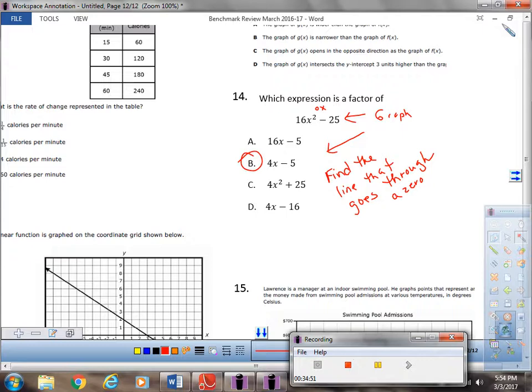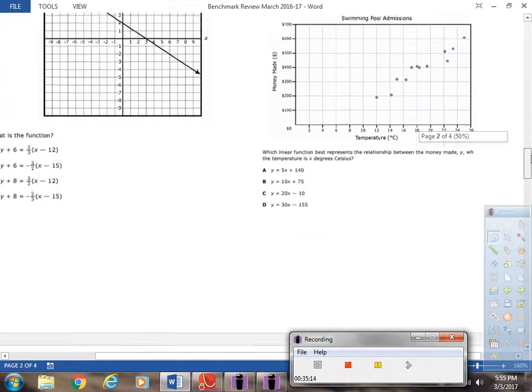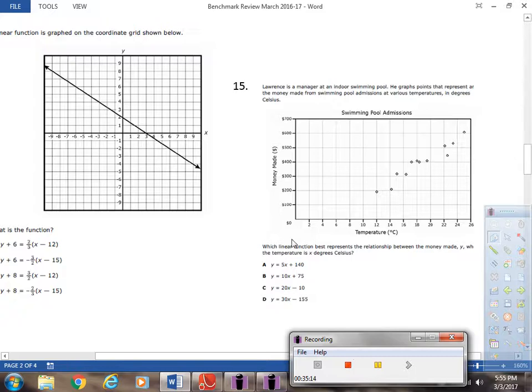Because those are your solutions. Alright, so let's look at question number 15. This one says, which linear function best represents the relationship between the money made? Okay, so they give you a scatter plot, and they basically want the equation for that scatter plot.